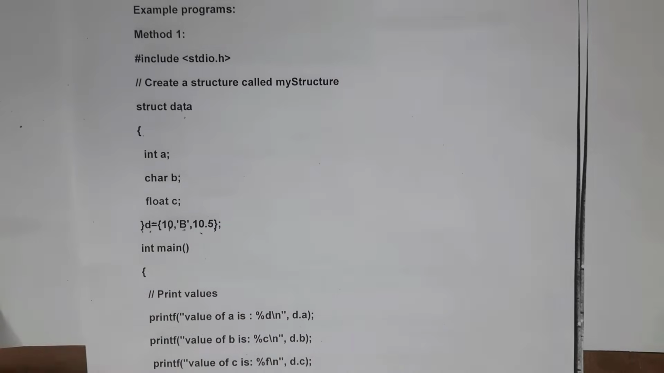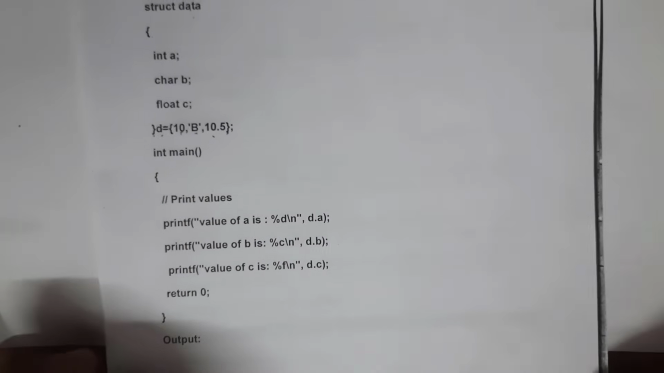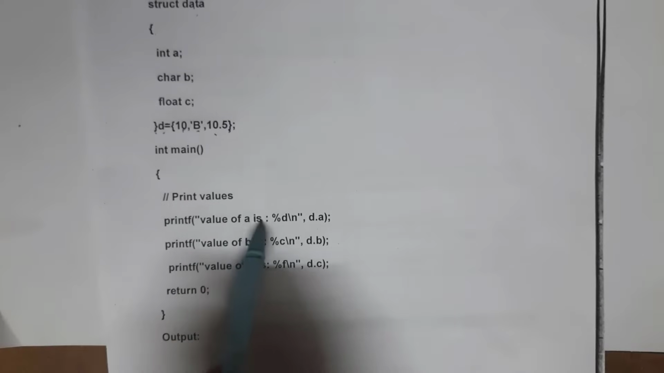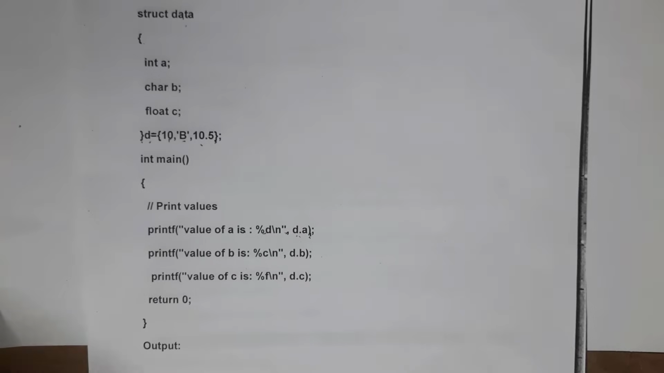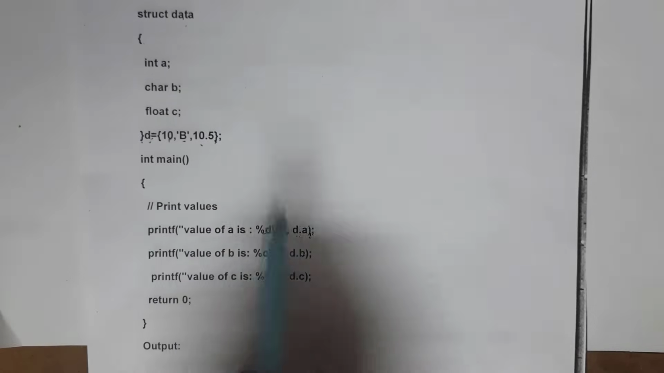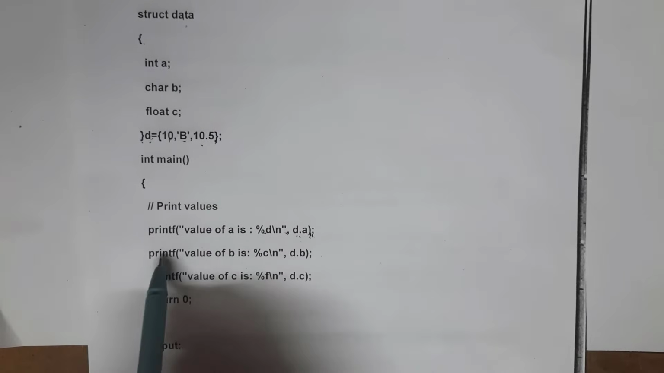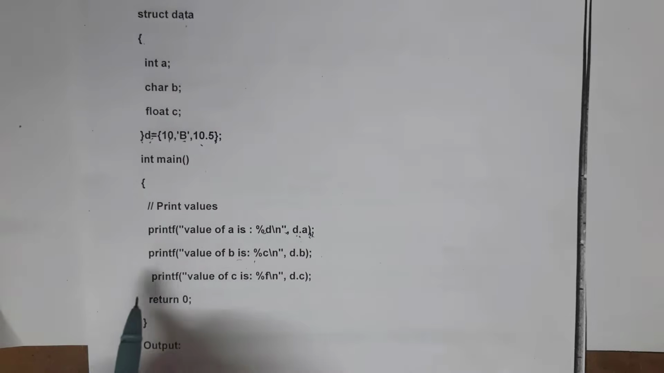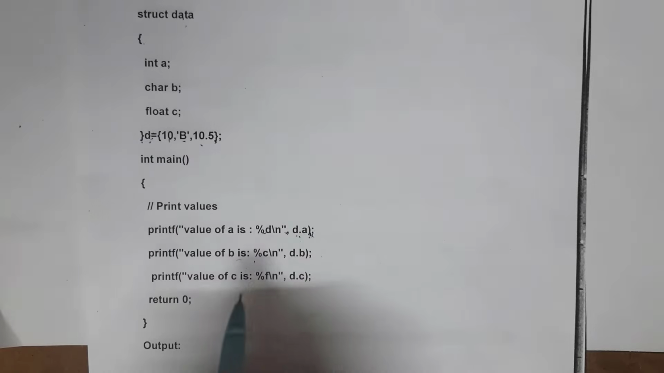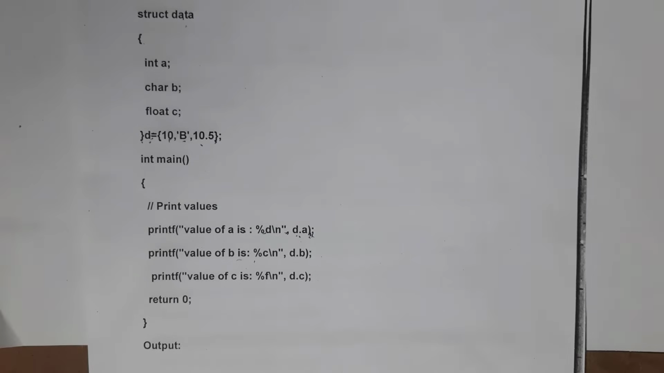This is the first way. And after that I wrote int main, and inside int main I wrote printf value of a is %d comma d dot a. Normally we write %d comma a, but here we need to write d dot a. That means the value of a which is stored in d. This is the meaning. So here I need to write d dot a, and similarly printf value of b is, for character, %c comma d dot b, and similarly printf value of c is, for float, %f comma d dot c, and here I return 0.